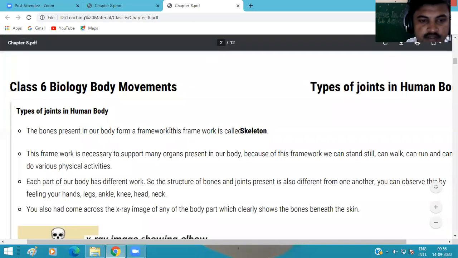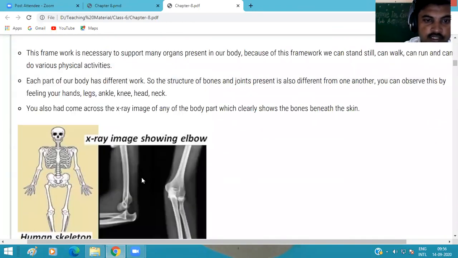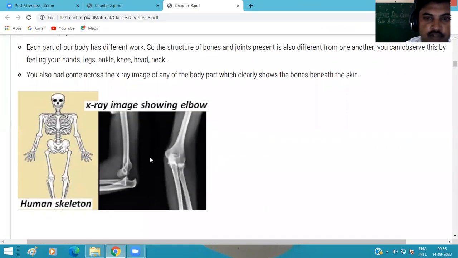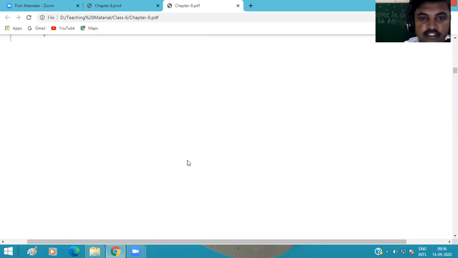So we discussed different joints, and we also see an X-ray image of the bones here. This is joints. We see very clearly the joints of bones in the X-ray. So there are 4 types of joints: ball and socket joints, pivotal joints, hinge joints, and fixed joints.